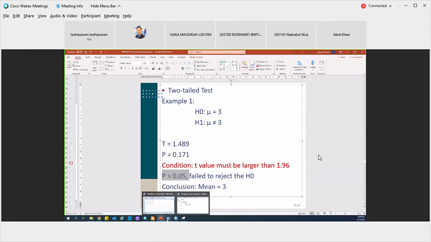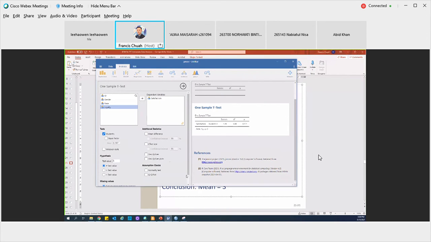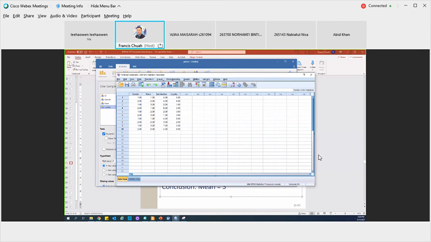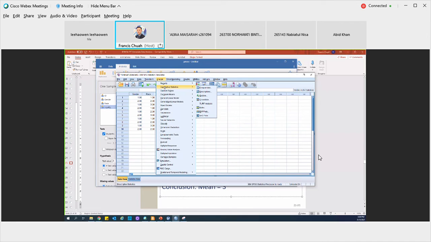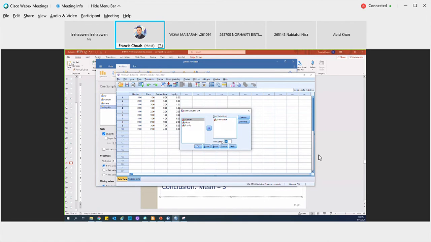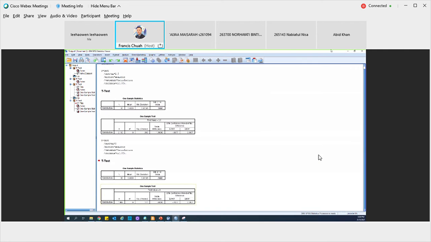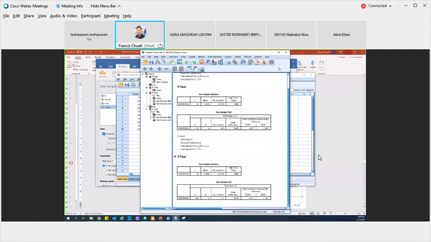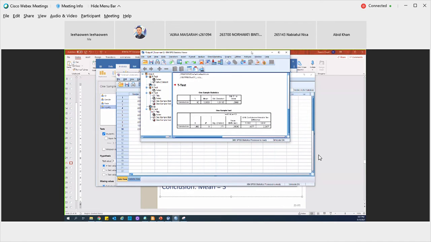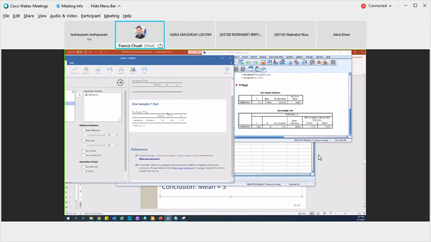So two-tail analysis is very straightforward. Even if I run the same data in SPSS, I run Analyze, Descriptive Statistics, Compare Means, One Sample T-Test, and then I say I want to test satisfaction. My test value is 3, and I click OK. I will get the same result as what I get in Jamovi. Look at the Jamovi result: the t-value is 1.489 and the significance is 0.171. So no problem with either SPSS or Jamovi.